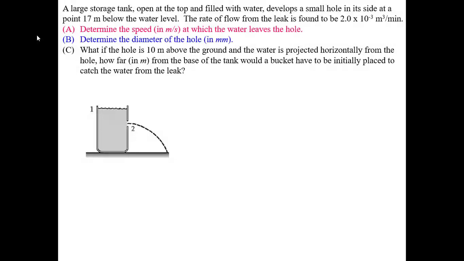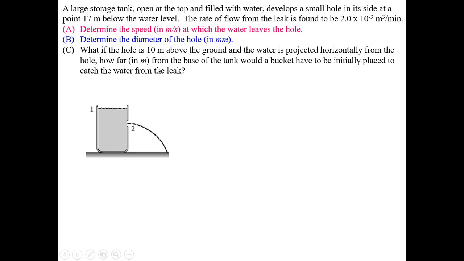In this video, we have a large storage tank. It is filled with water to the top here, and then it says there's a hole that is located 17 meters below the water level, and it says the rate of flow from the leak is found to be 2 times 10 to the negative third meters cubed per minute. Okay, and it wants us to do A, B, and C.